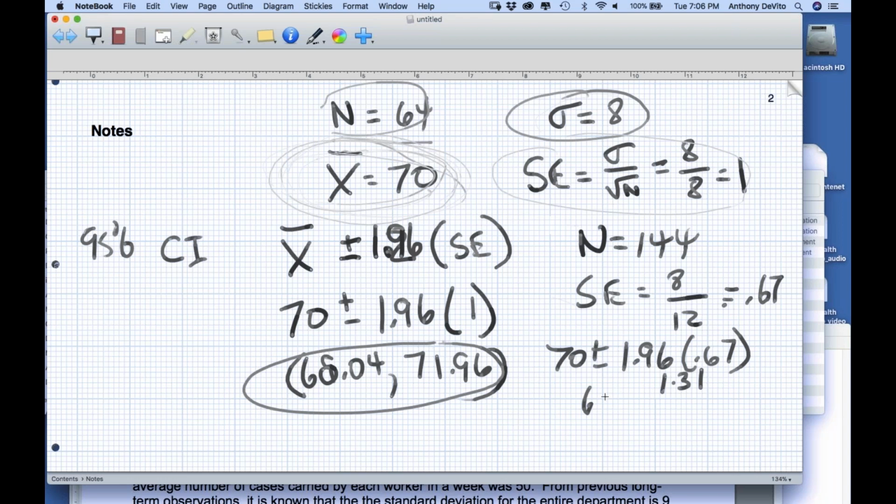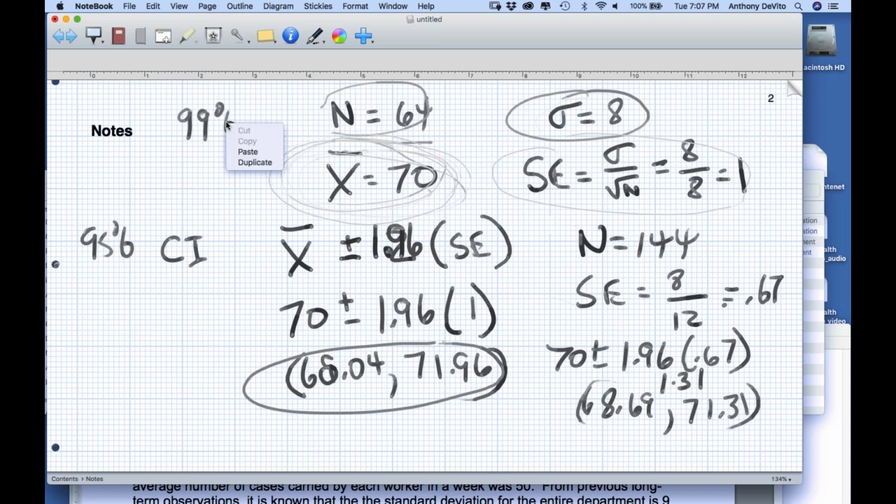So that's going to be 68.69 to 71.31. Okay, it's a narrower range, still 95% confident. Now let's throw another twist in here. What if I want to be 99% confident?